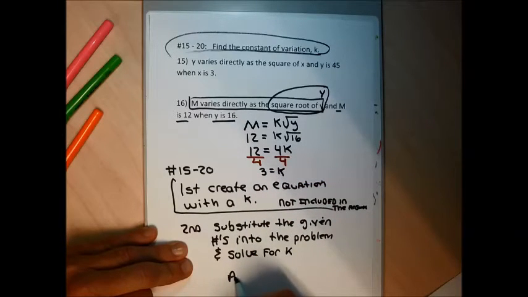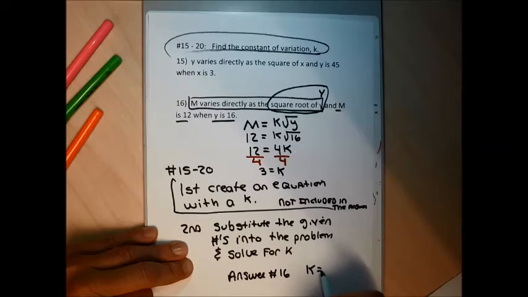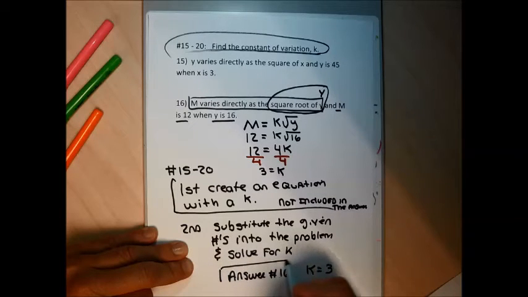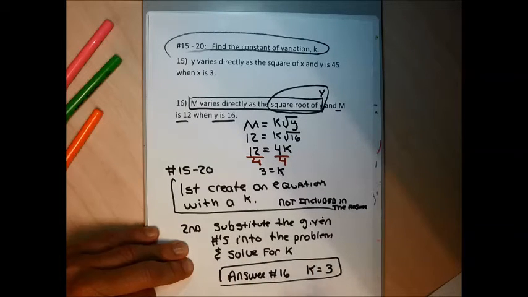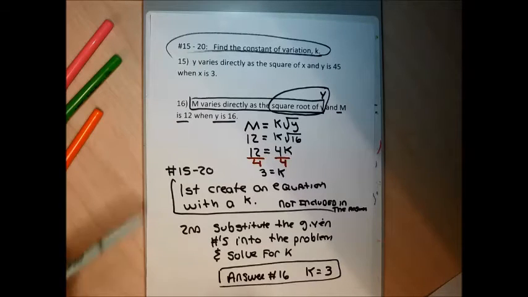The answer to problem 16 is just going to be k equal to 3. I'm not going to have any equation in my answer, although it wouldn't be wrong to put it, it's just not necessary to put it.